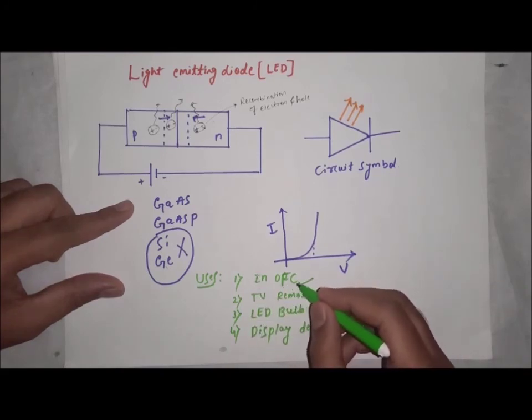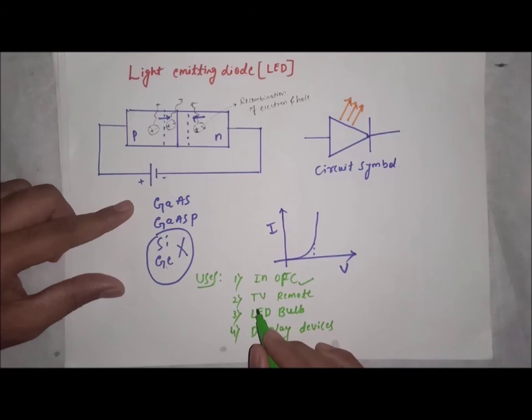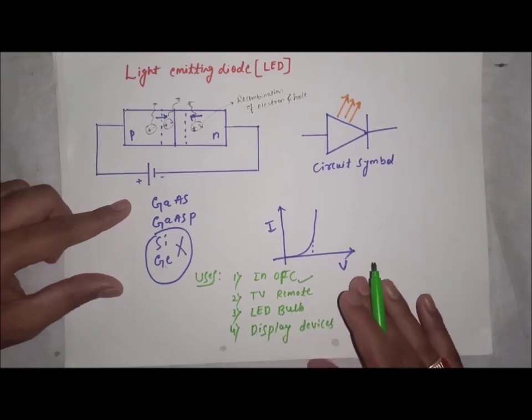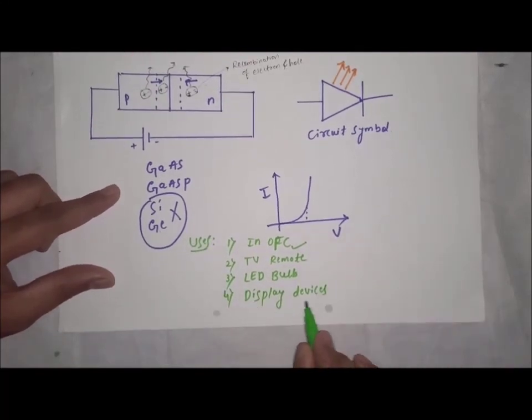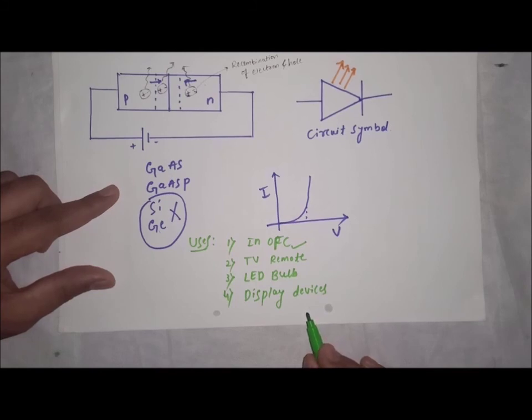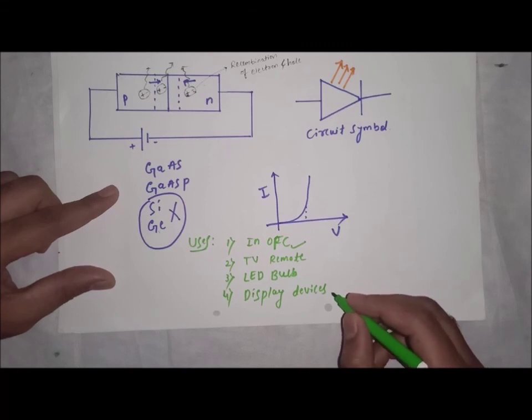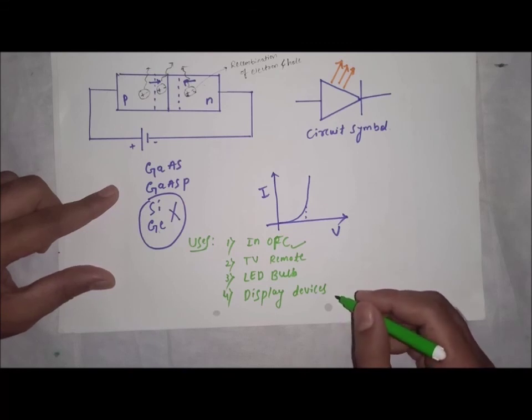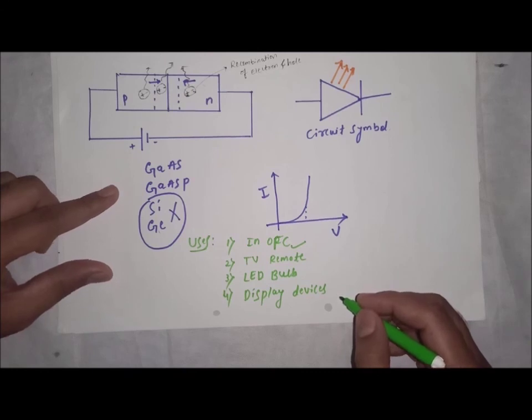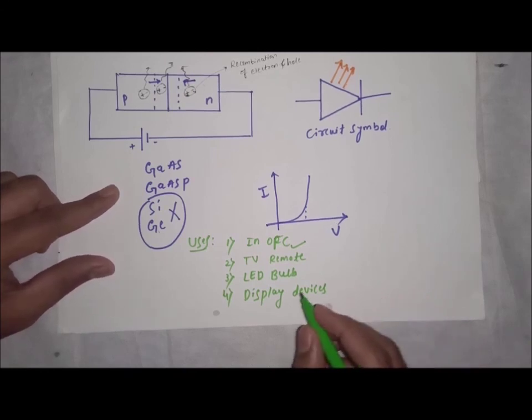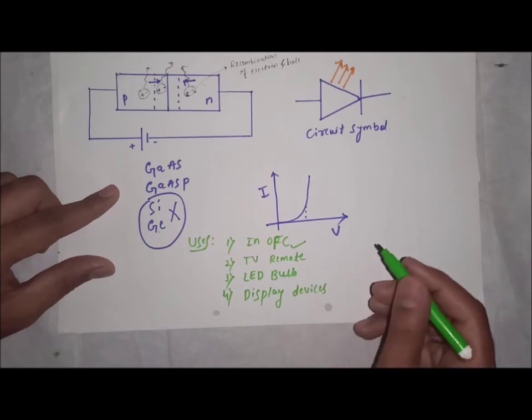So these are the uses of LEDs. In optical fiber communication we are using the LEDs. In TV remote, in LED bulbs we are using the LEDs, and in display devices, maybe the example is if you are charging your mobile phone, it shows red. The red LED color indicates that it is charging. Once it shows green, that indicates that the charge is completed. So in display devices also we are using LEDs.